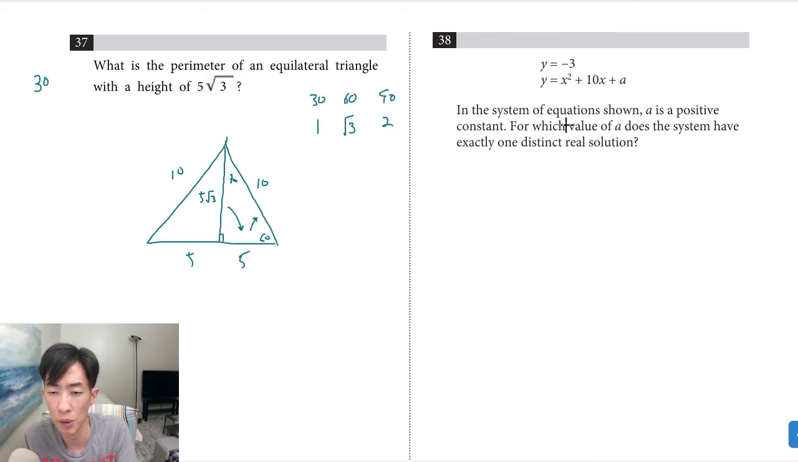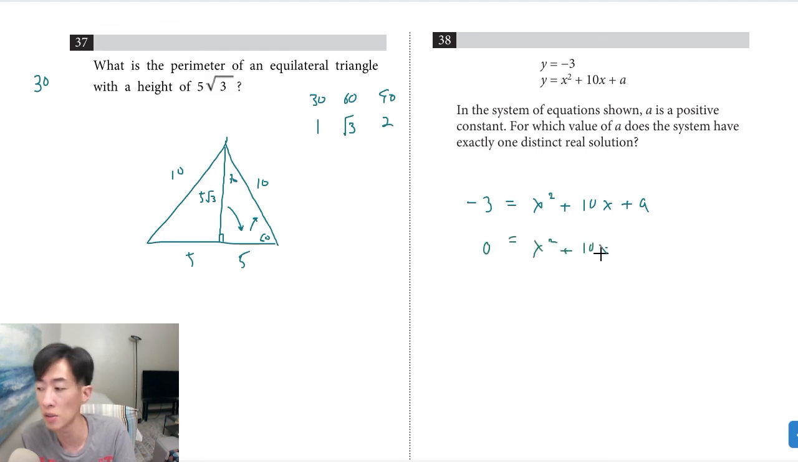Question 38. In the system of equations shown, a is a positive constant. For which value of a does the system have exactly one distinct real solution? So even though on the SAT, most of the time it likes combination, what I'm actually going to do here is substitution. Since these things are both equal to y, what I'm going to do is set them equal to each other. So negative 3 equals x squared plus 10x plus a. By the way, the math would have been the same if you had just subtracted one from the other to eliminate the y's. So we're going to add 3 to both sides, x squared plus 10x plus a plus 3.